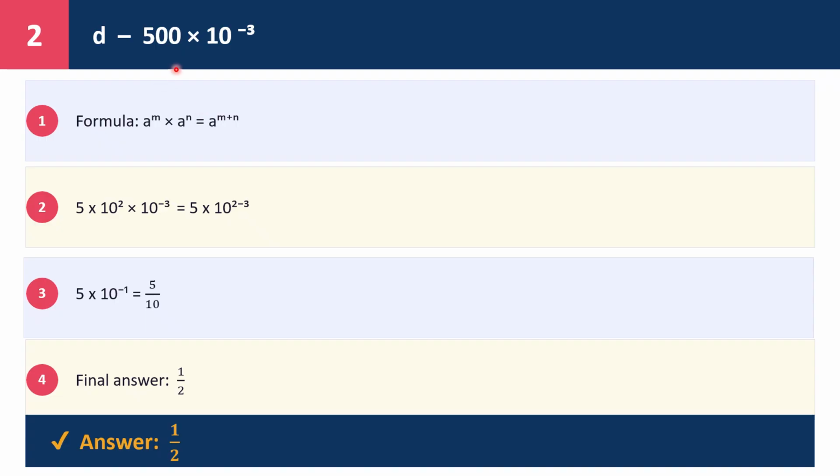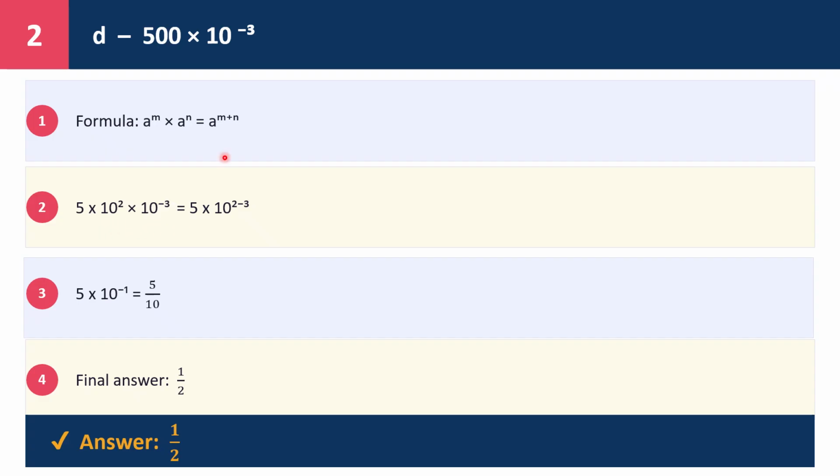D sum, 500 into 10 power minus 3. What formula are we going to use? A power m into a power n equals a power m plus n. Now 500, how can you split? 5 into 100. 100 is nothing but 10 square. So 5 into 10 square into 10 power minus 3.